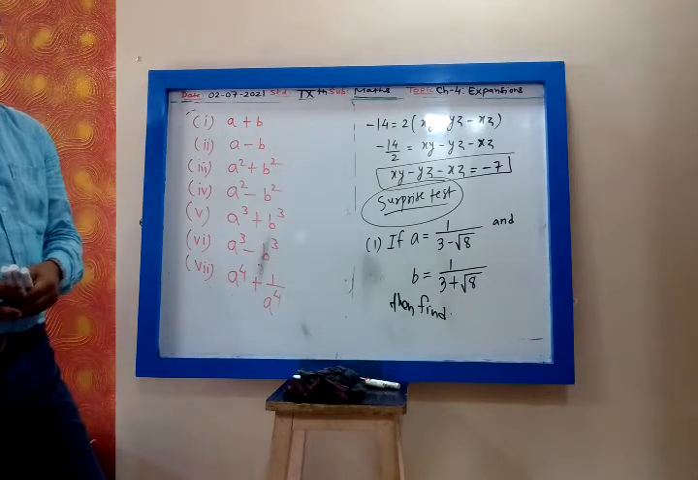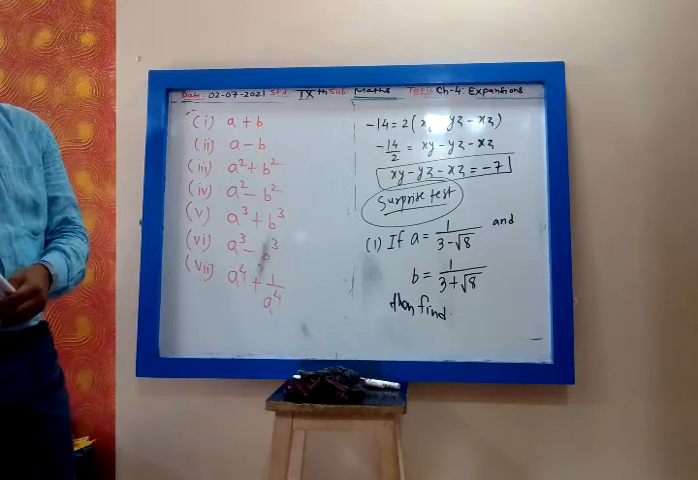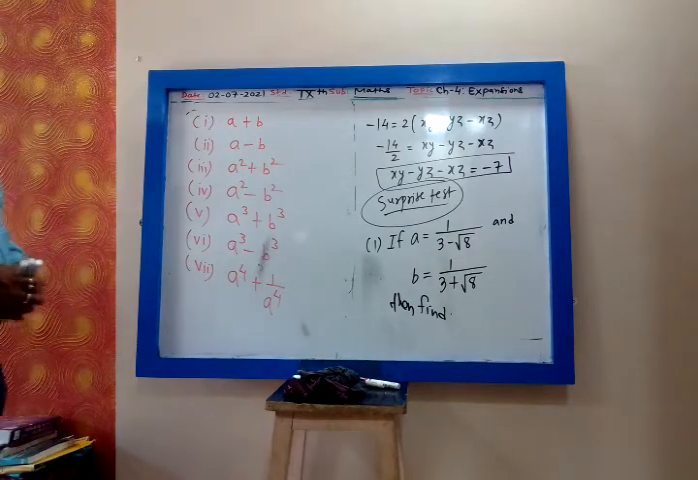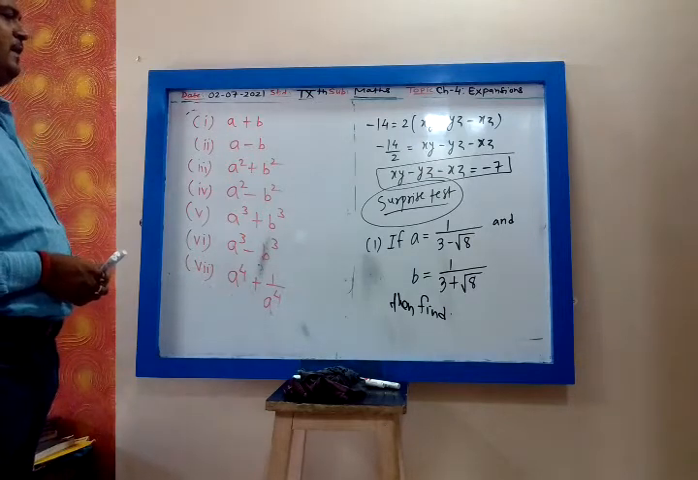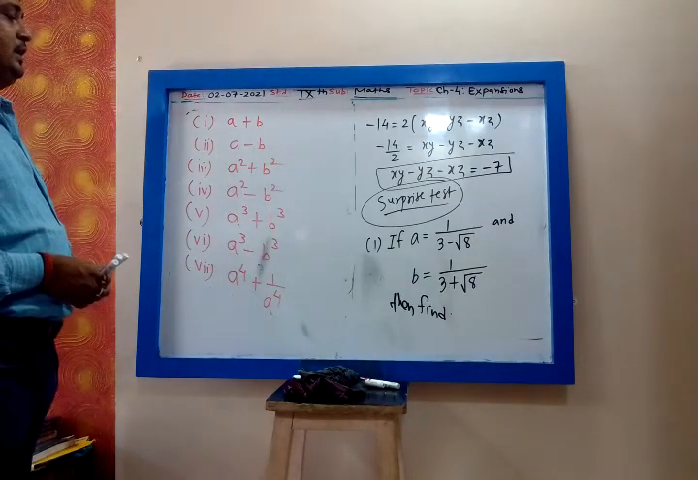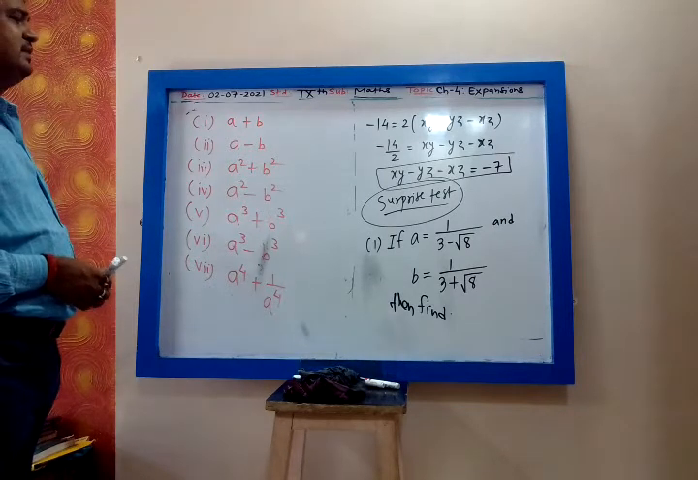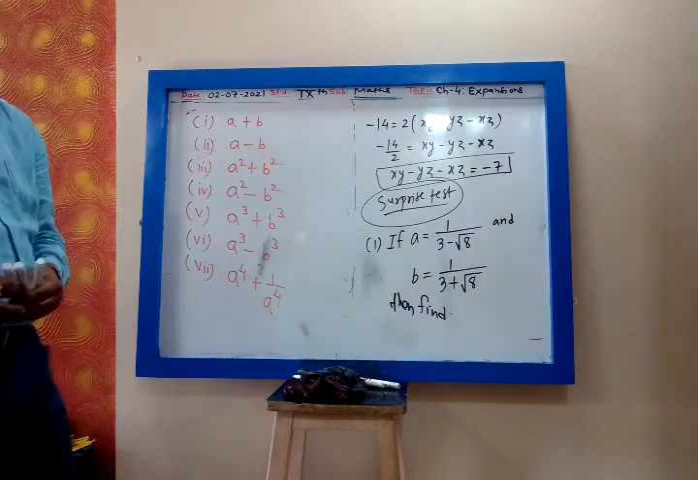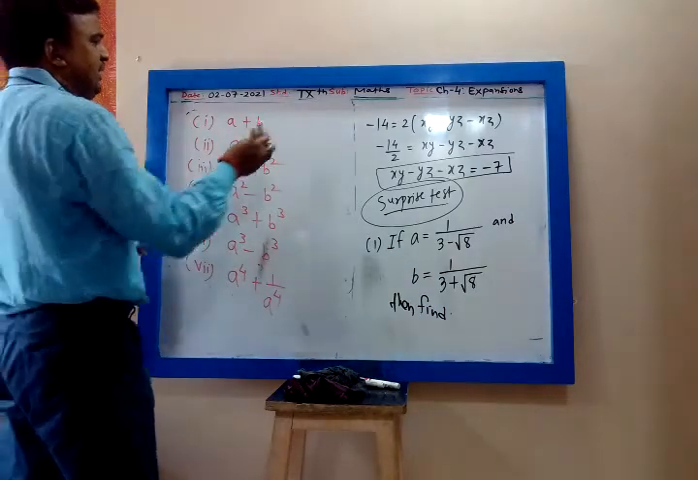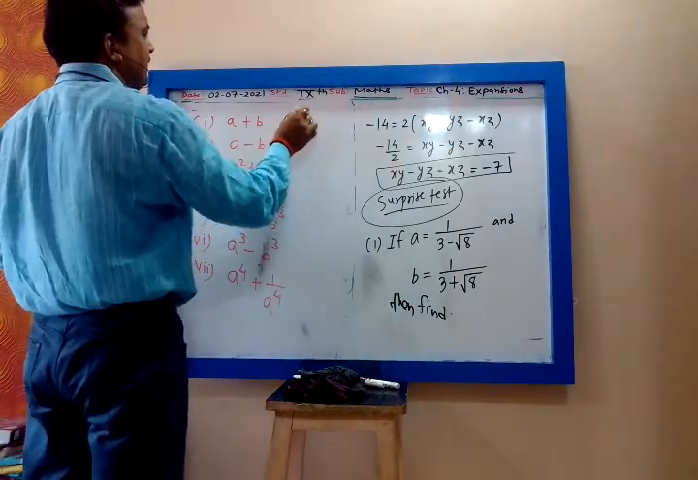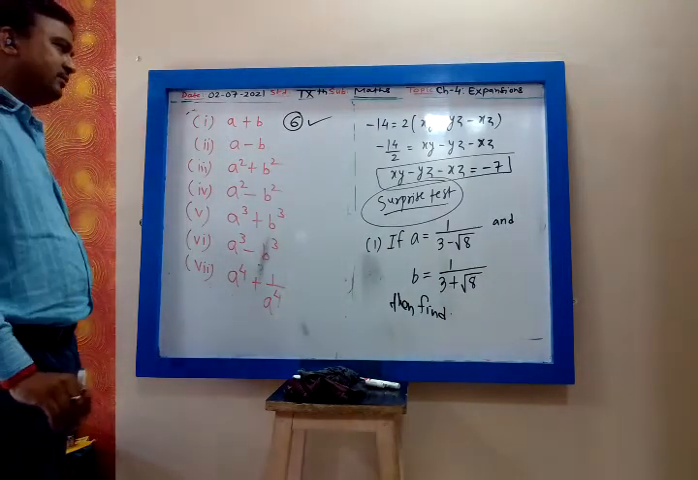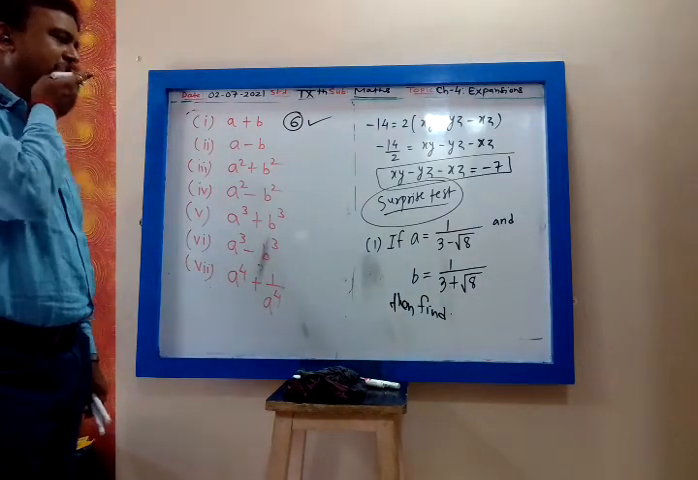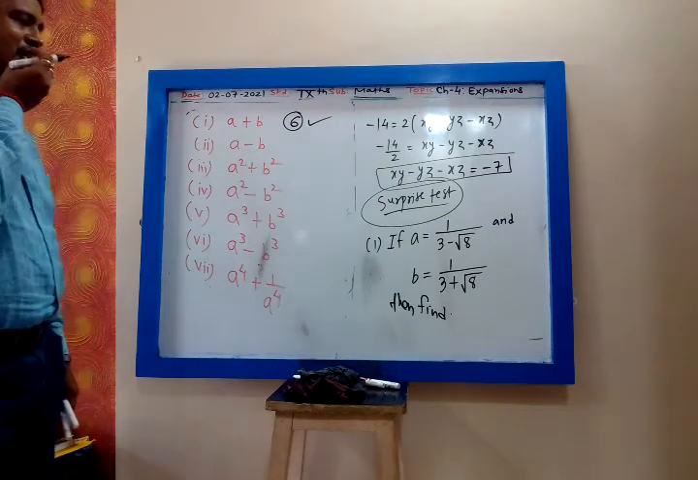A is 1 upon 3 minus root 8, b is 1 upon 3 plus root 8. Find the value of a plus b. Tell me the answer a plus b. Quickly tell me. Yes. Tell me the answer of a plus b. 6. Yes, absolutely correct answer. 6. Tell me the answer of a minus b. A minus b. Quickly.